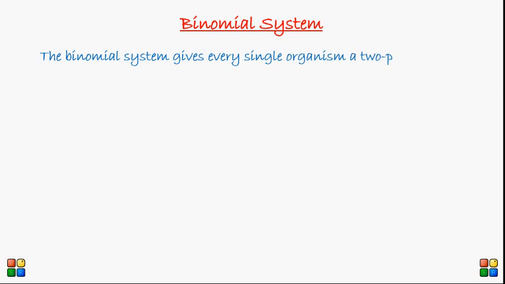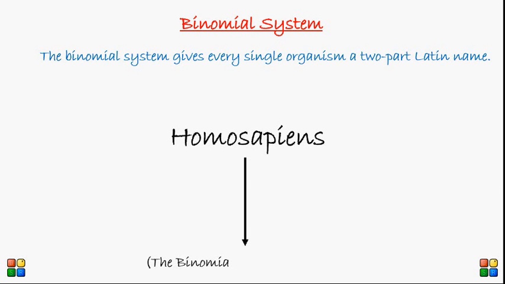And the binomial system. The binomial system is a simple way of giving every single organism a 2-part Latin name. To help explain this, we're going to use the term Homo sapiens, which is the binomial name for humans. First, we split it into its 2 parts, Homo and sapiens.